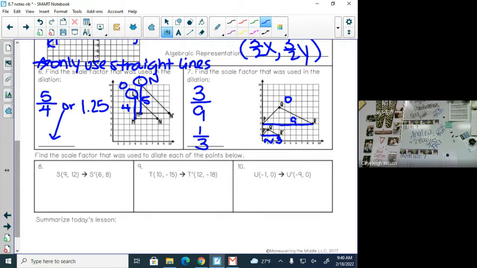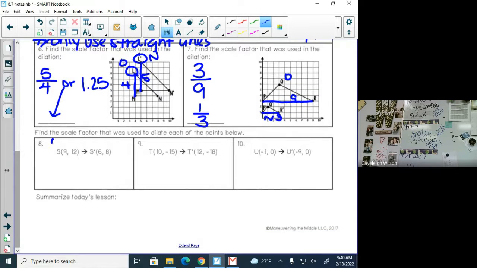All right, the last part here. Find the scale factor that was used to dilate each of the points below. So this one just gives me points. It doesn't give me a picture, but it does tell me that S and S prime. So I know that S is the original, S prime is the new. So I can do that ratio.